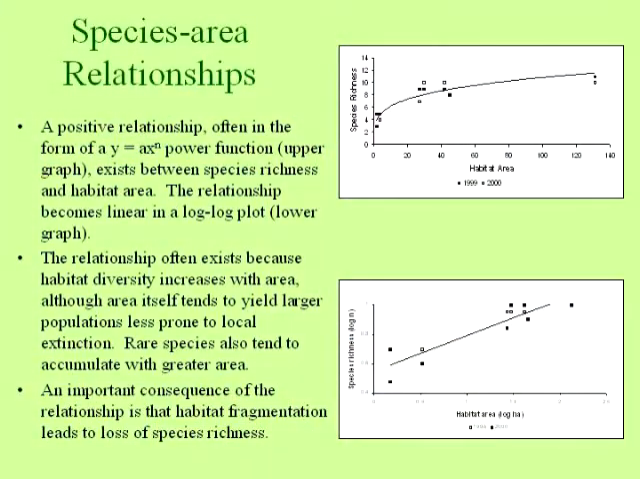We can define the species area effect like this. It's a positive relationship that exists between the number of species found and the size of a habitat. So as the habitat grows, the number of species also tends to grow. It's about as close as you can come to a law in the field of ecology. It's something that seems to pretty much always be true.